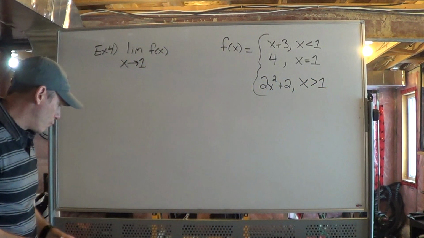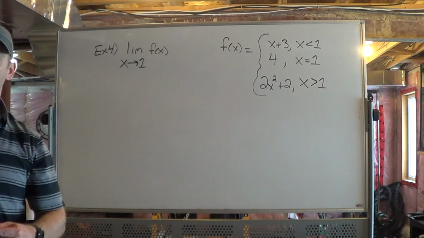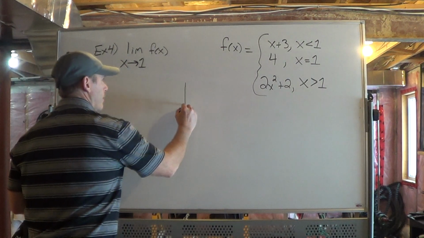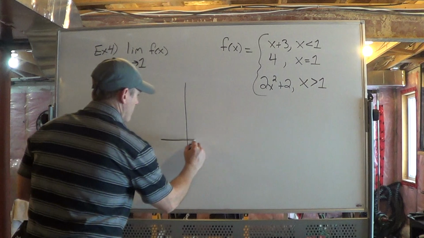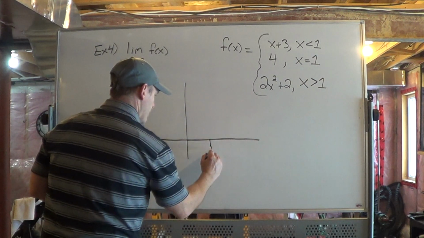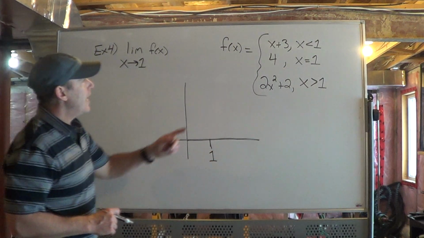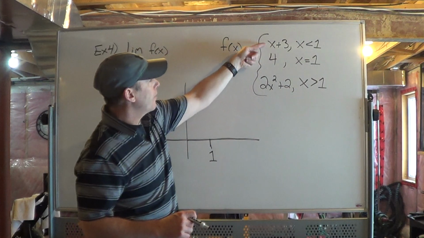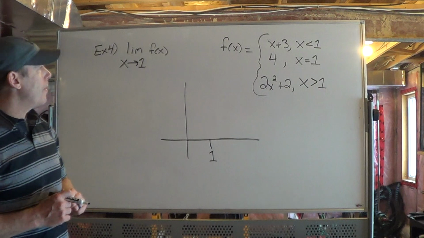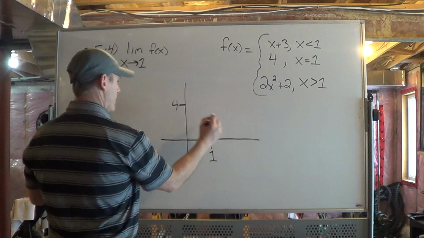Alright, so again I'm going to draw this function and determine if there is a limit, and if there is, what is it? Alright, so again I'm going to draw the function. Alright, so there's our, let's say our x value of 1 is right there. So for less than 1, say we have the function x plus 3. So if I plugged a 1 in there, 1 plus 3 is 4. So I would be, let's say, up here somewhere.